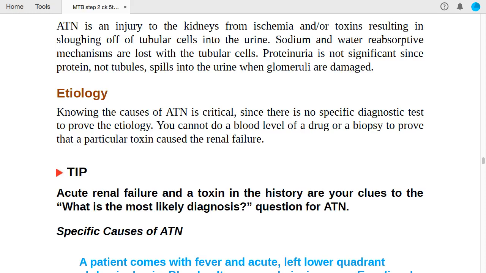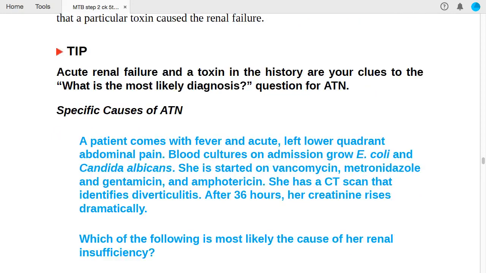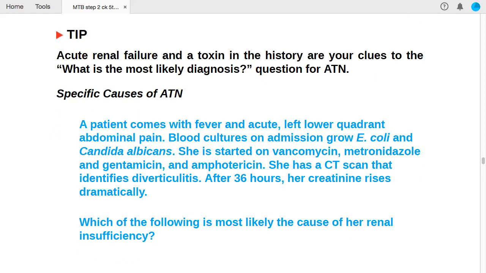Now, specific causes of ATN. Before going into that, there is a question. A patient comes with fever and acute left lower quadrant abdominal pain. Blood cultures on admission grow E. coli and Candida albicans. She is started on vancomycin, metronidazole, gentamicin and amphotericin. She has a CT scan that identifies diverticulitis. So on CT we have this diverticulitis. She's already started on vancomycin and metronidazole. Why? Because blood culture is showing E. coli, so gram negative cover, and a fungal infection is also there. And the patient is having fever and acute left lower quadrant abdominal pain. Left lower quadrant.